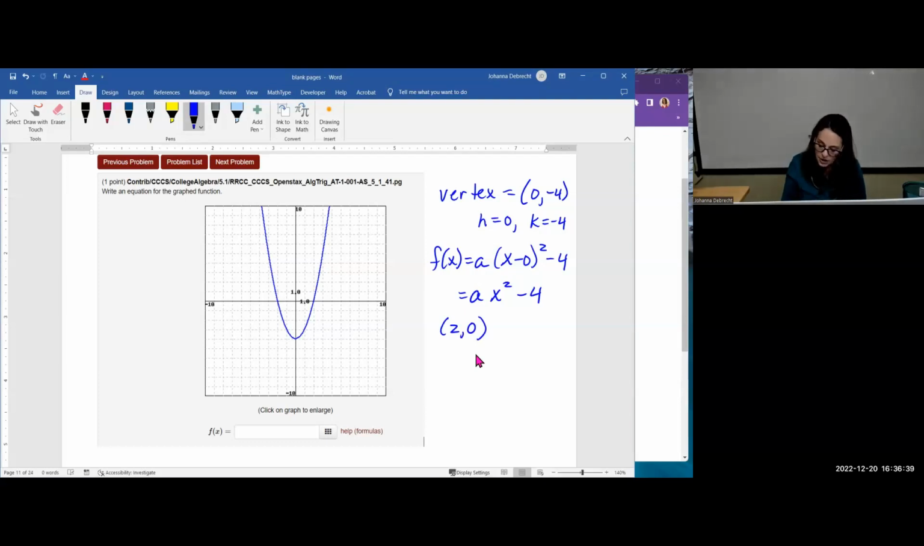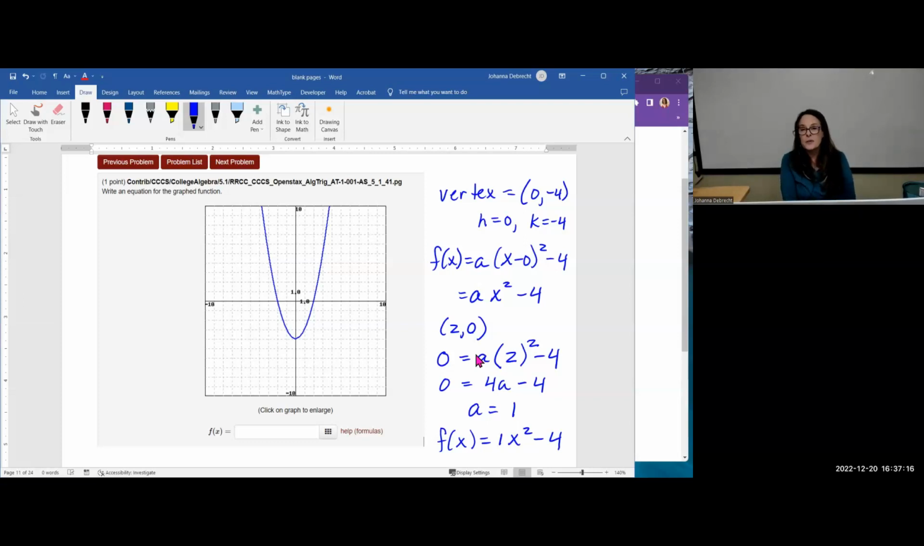So now I know that when x is 2, y should be 0, but y is the f of x. So I get 0 equals a times 2 quantity squared minus 4. And this is going to give me 0 equals 4a minus 4. And solving for a, I find that a, of course, has to be 1. There's no other way to do it. And that tells me that I can write the equation then as 1x squared minus 4. And that becomes the equation that we're looking for.